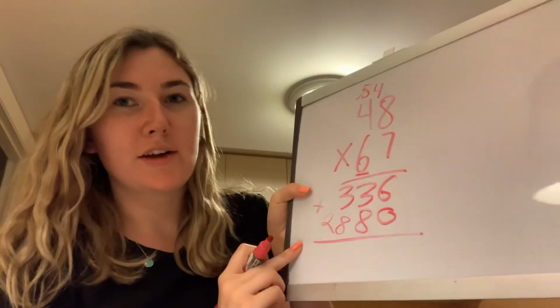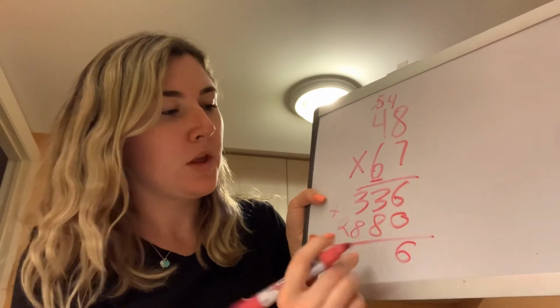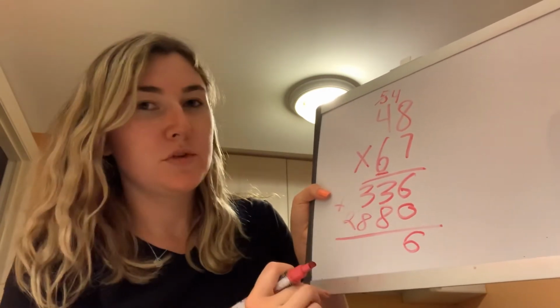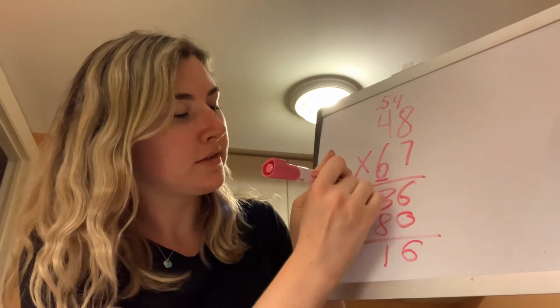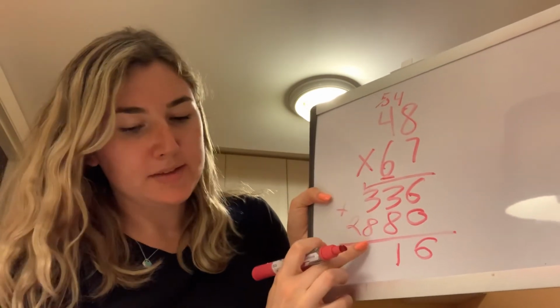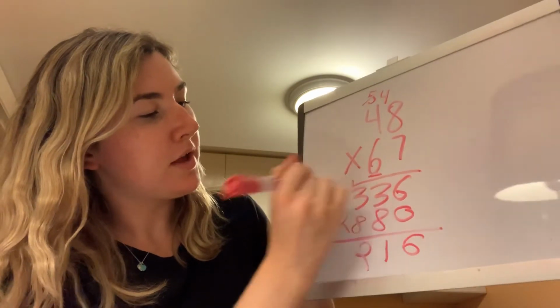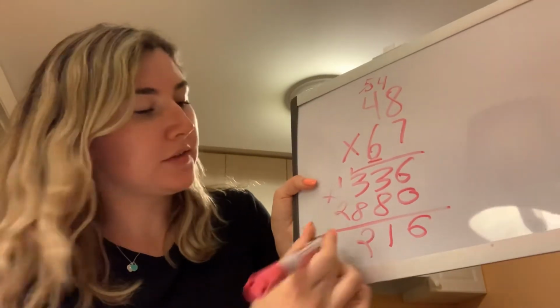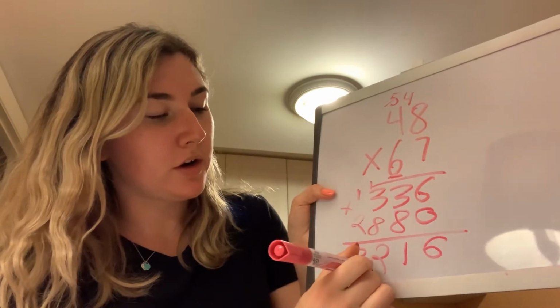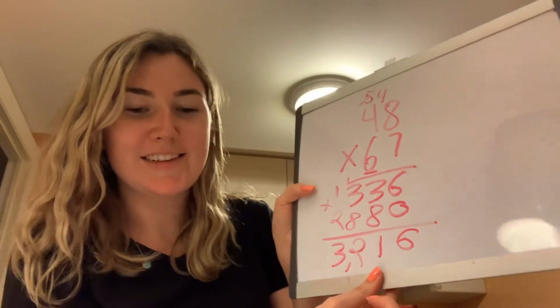And now we can start adding. So we have 6 plus 0 will give us 6. We have 3 plus 8, which will give us 11. Next we have 1 plus 3 plus 8, which will give us 12. And then we have 1 plus 2, which will give us 3. And make sure we're including our comma to show the thousands place. So our answer is 3,216. So you can pause this video now and come back for part 8 when you're ready.